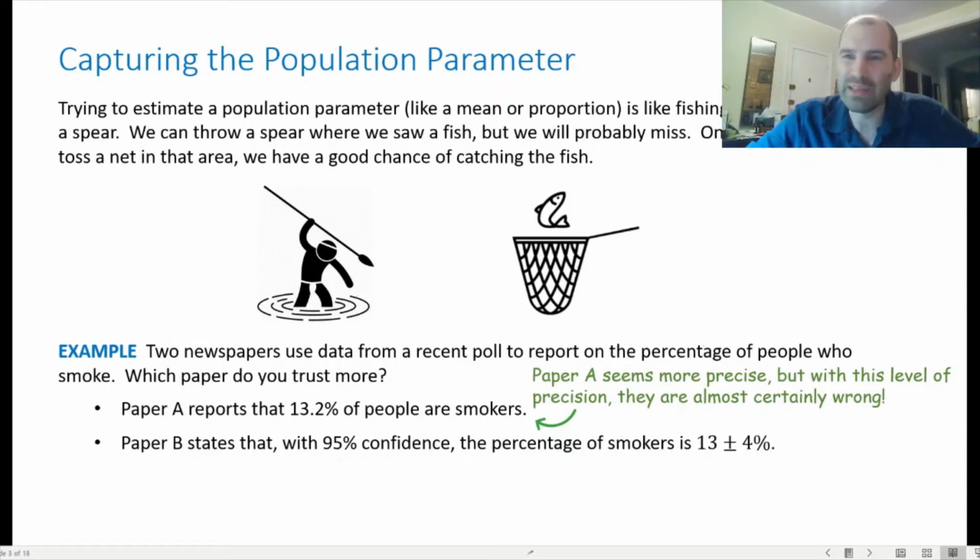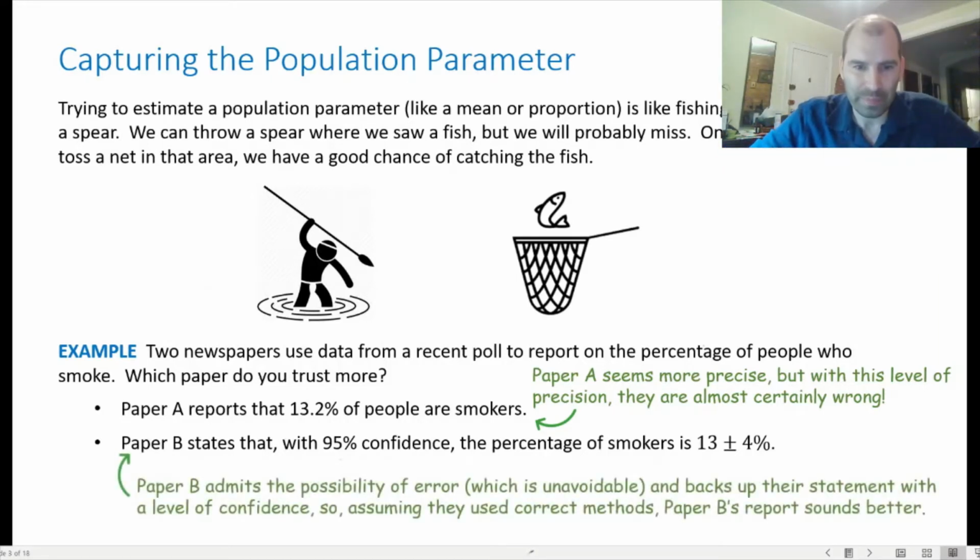But look what paper B did. Paper B gave an interval of answers, right? They said the actual percentage is anywhere between 9% and 17%. I'm just adding or subtracting 4% from 13. So they admit the possibility of error, which of course is going to be unavoidable when you take a sample. And they back up their statement with a level of confidence. They say they're only 95% confident. So assuming they use correct methods, I would say that paper B's approach sounds better. They may not be as accurate, but they're more likely to be right.